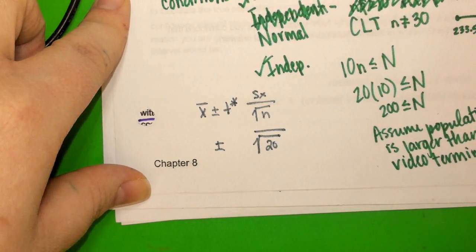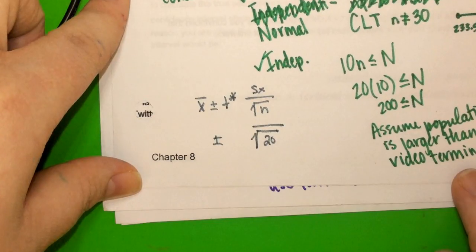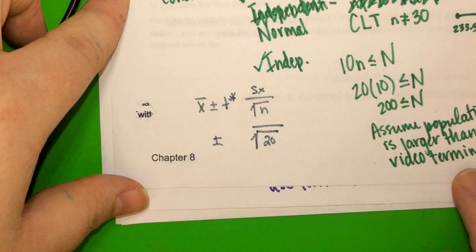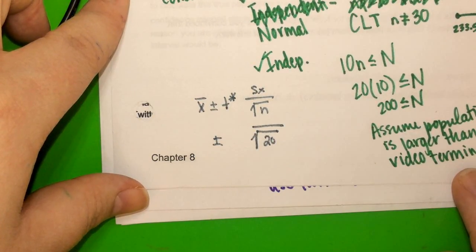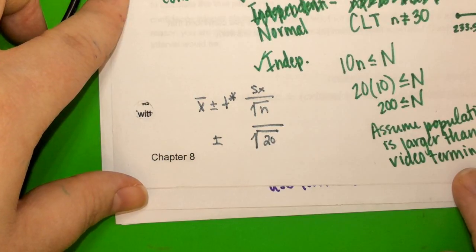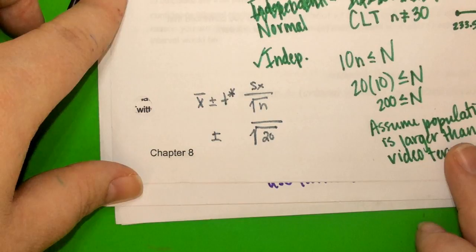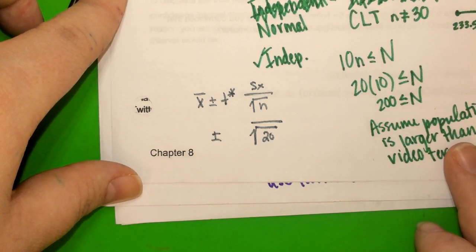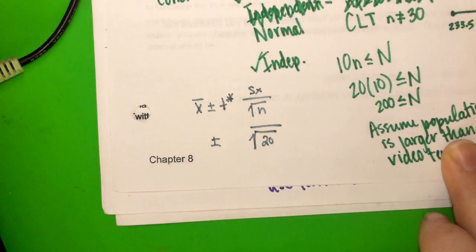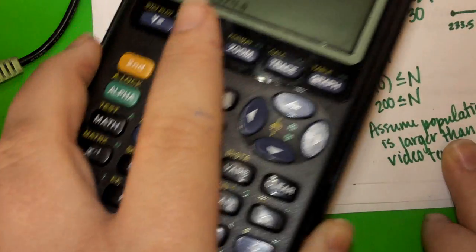But they didn't tell us x bar. They didn't tell us sx, and they did not tell us t star. So where am I getting these other things from? You can go to one variable stats. You can get the standard deviation, the x bar, and the sx.